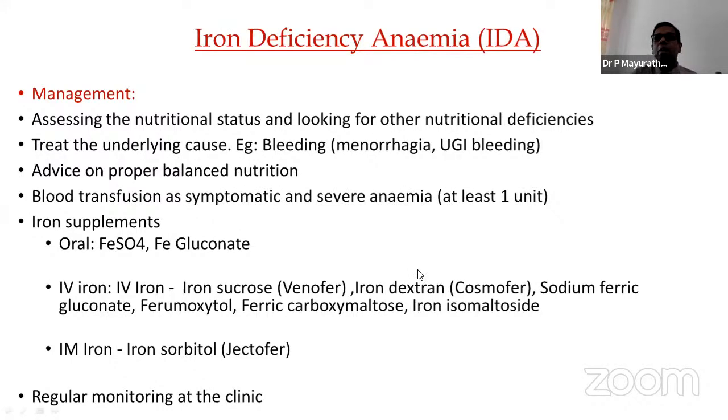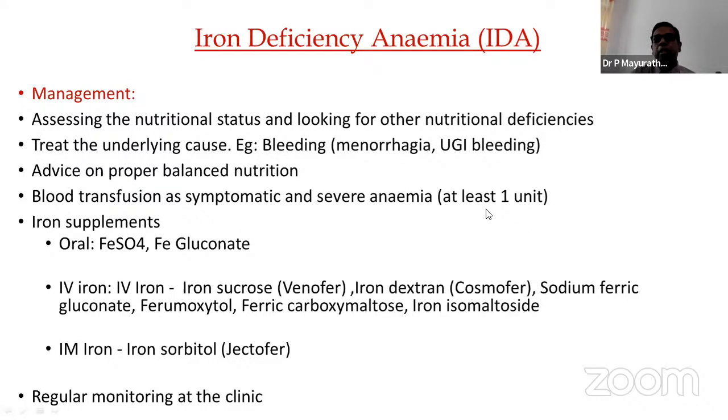And the other common problem of IM iron is the staining. So whenever you put it into the deltoid, around the injection area, there may be black color staining on the skin that might be there for a longer period of time. So if you are giving it to young females, there may be some cosmetic problems because there may be a big scar, blackish discoloration on the skin for a longer period of time. So you have to think about it.